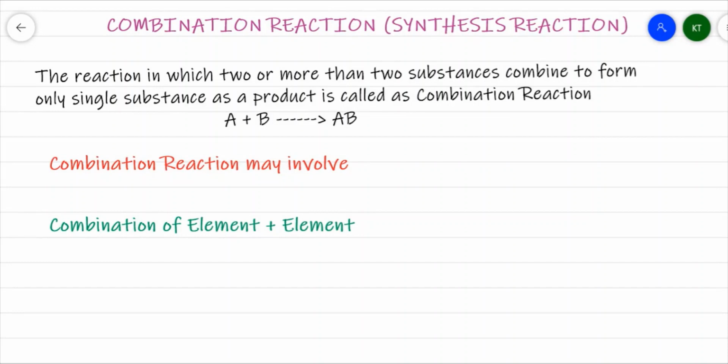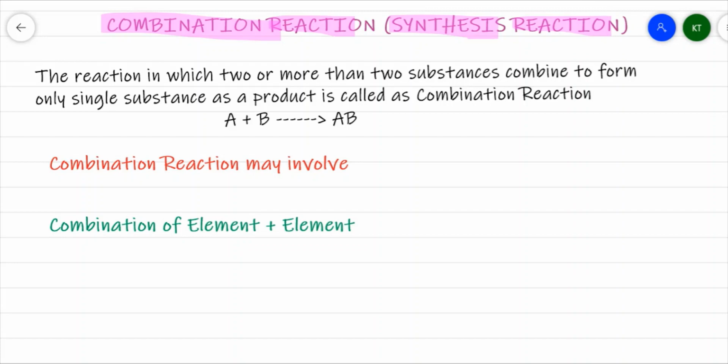Hello students, let us discuss the first type of reaction, known as the combination reaction. It is also known as a synthesis reaction, because these reactions are used to prepare certain compounds from their constituent elements. That's why this is also known as a synthesis reaction.